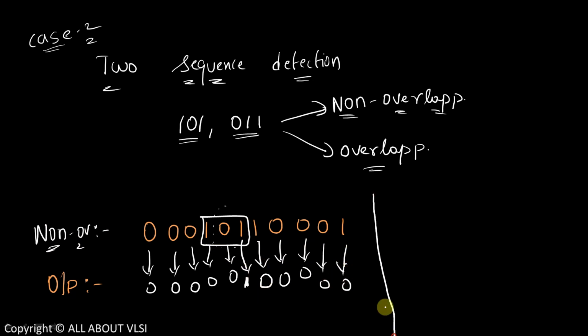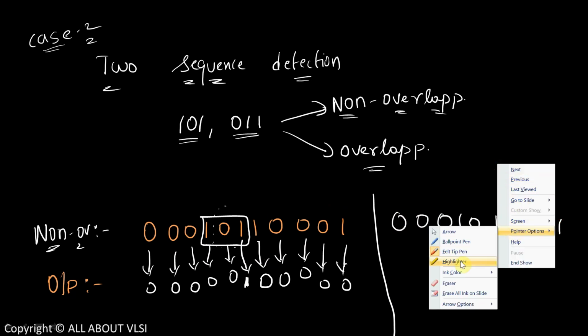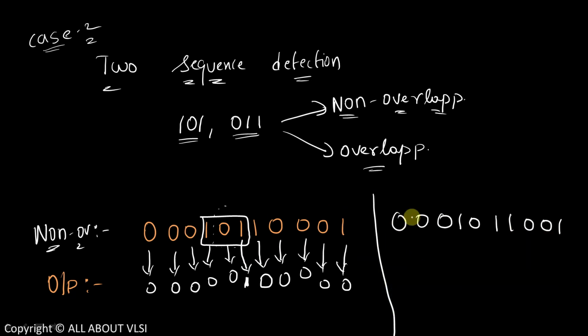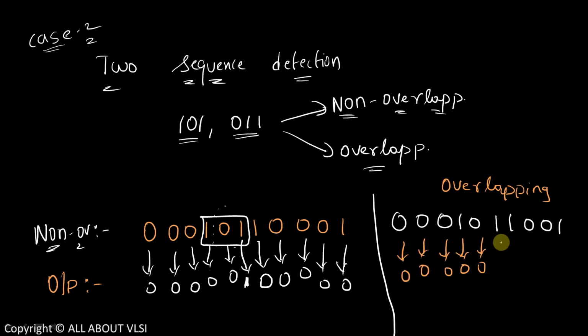Let us see the overlapping sequence. So again we will take 0 0 0 1 0 1 1 0 0 1. Okay, so this is our sequence, and let us try to see the output for this overlapping. This is a case of overlapping. So in the case of overlapping, again the output will be equal to 0 up to here, and the output will be 1 since the sequence 101 has been detected here.